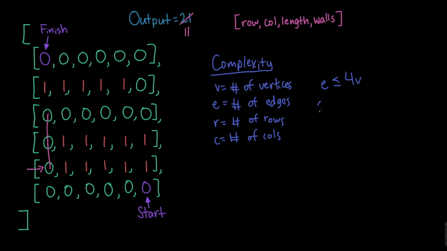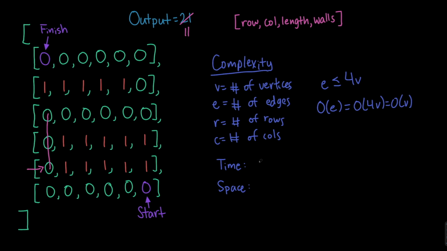Really what that means is O of E is equal to O of 4V, which is equal to O of V. Specifically in this case, that doesn't mean for all problems O of E equals O of V, but for our purposes, in this problem, O of E and O of V are the same thing. Okay, now let's write out the time and the space complexity here.